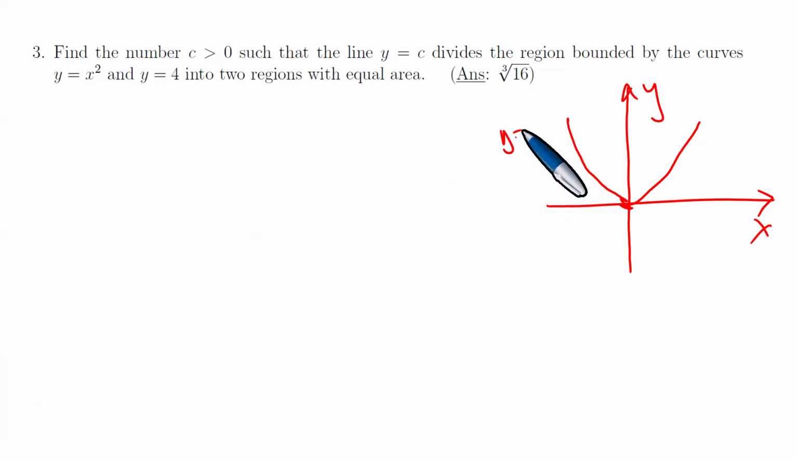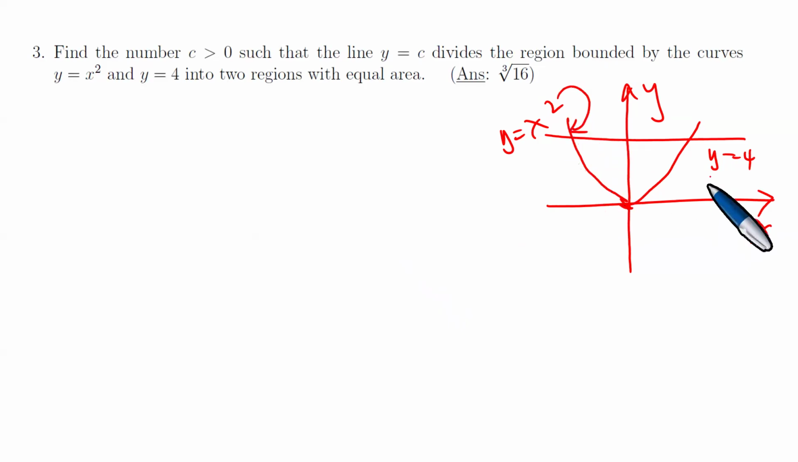Y equals x squared. Y equals 4. Y equals x squared is the parabola. Y equals 4 is a straight line. So find the number c that is a positive number such that y equals c divides the region bounded by these curves into two regions with equal area.